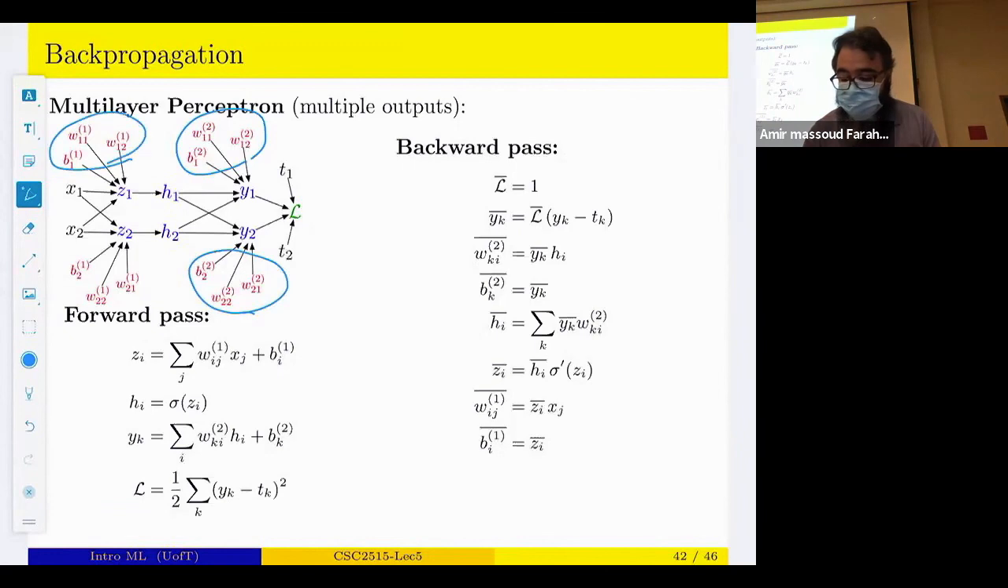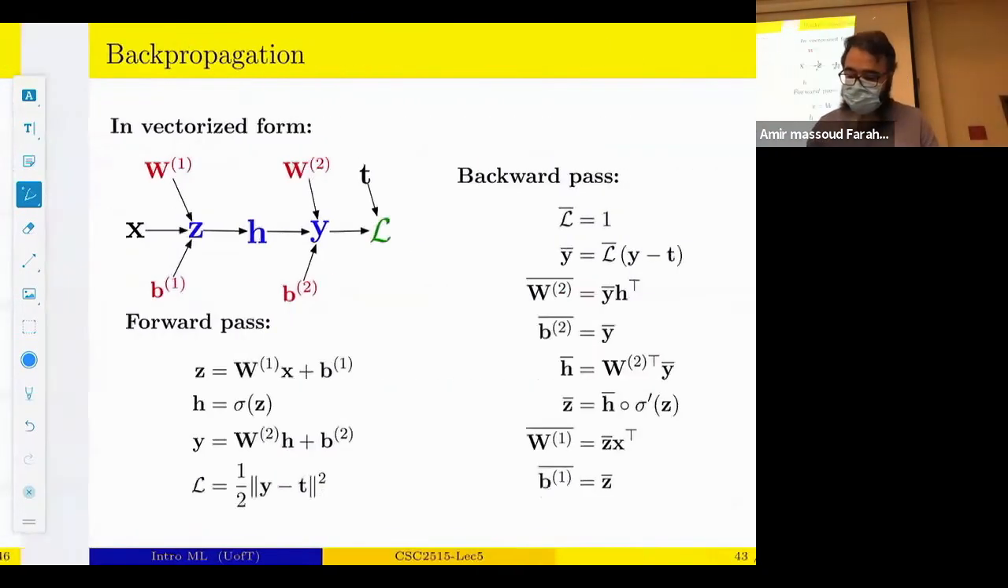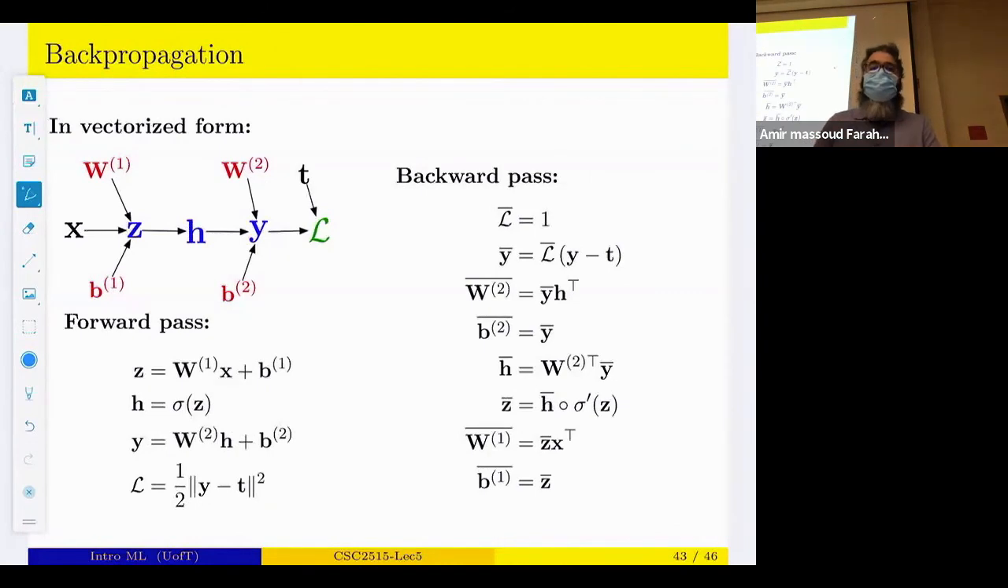And this was for the last layer. These are for the first layer. And these are all we need to perform gradient descent. We can also write this in vectorized form, which would be nicer and more compact. So the results would be nicer and more compact.